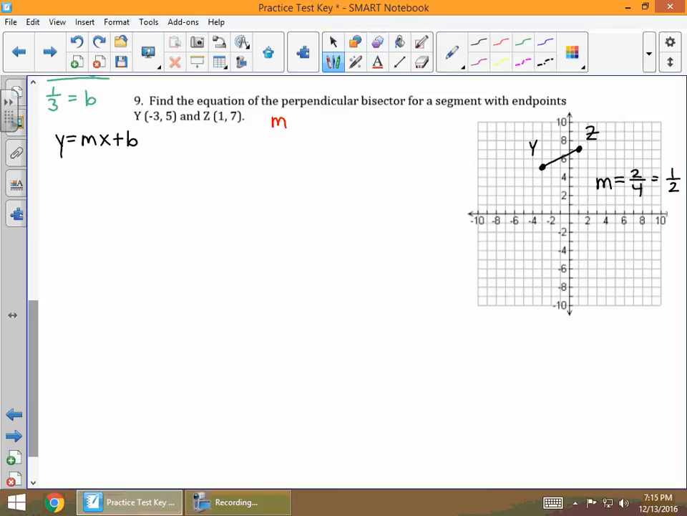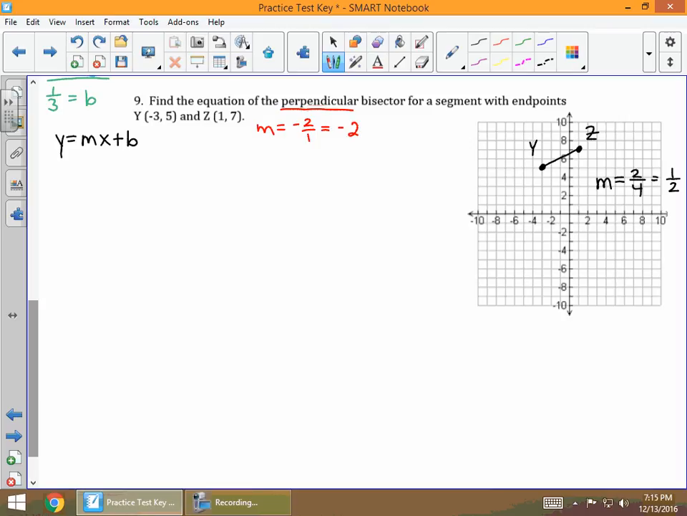My slope has to be, it says perpendicular. So my slope is the opposite reciprocal to a positive 1 over 2. So that is negative 2 over 1, or just negative 2. If you want to have it over 1, go ahead.